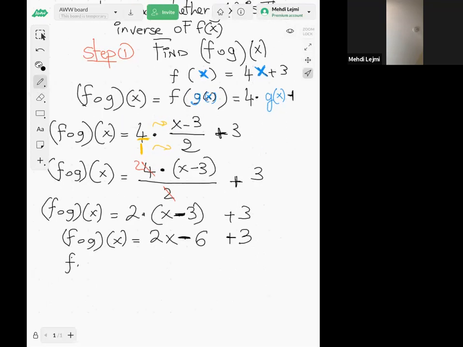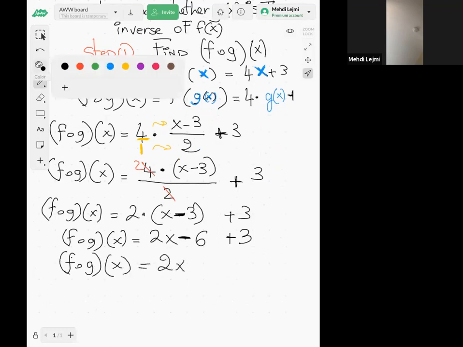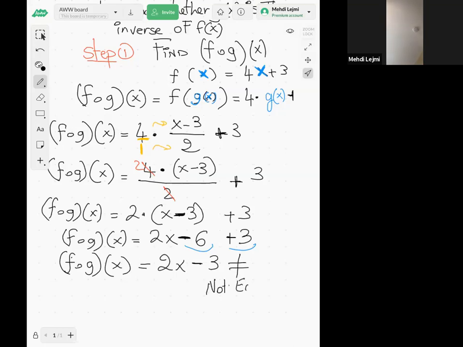So this f composed with g of x, it's 2x minus 6 plus 3. You see here, this is minus 6 plus 3, that will be minus 3. So I am done with the simplification, guys. There's nothing else we can do here. And this is not exactly x. This is 2x minus 3, so this is not equal to x.